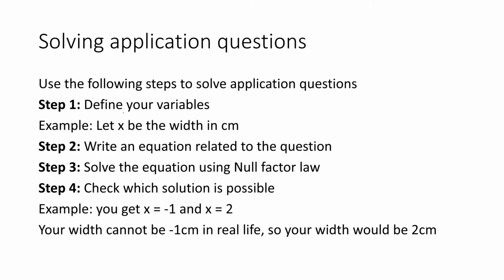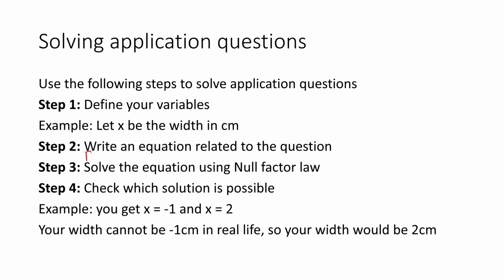So there's 4 steps for solving application questions. Step 1, define your variable. For example, you say x is equal to the width. In the question, they won't tell you what the width is, so you just pretend it's x. Step 2, write an equation related to the question. They'll tell you different parts in the question, and then you have to write an equation based on that. Step 3, solve or factorize first.